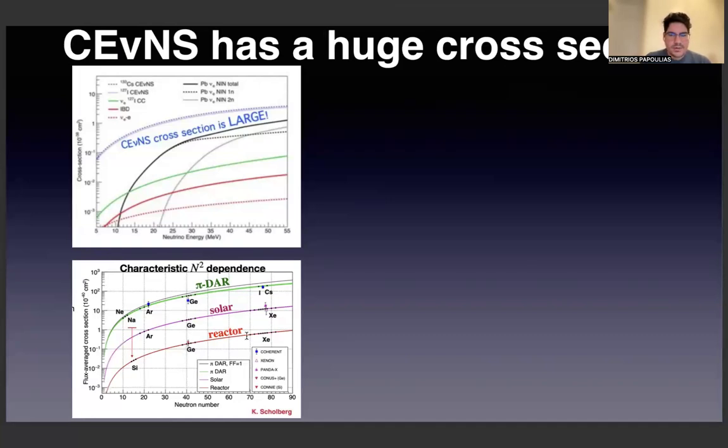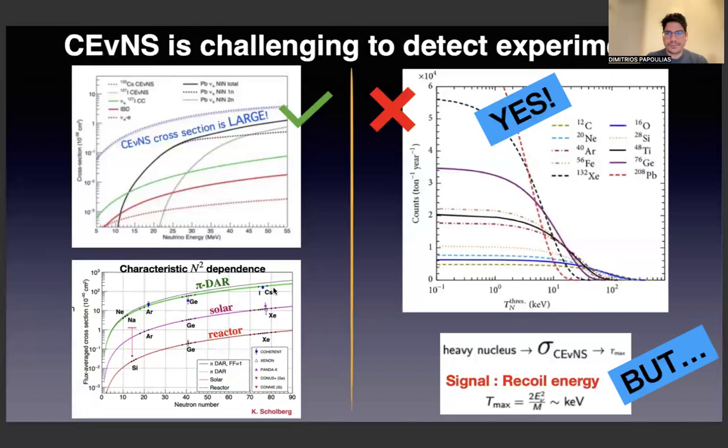And you can see here the various flux-averaged cross-section measurements which have happened with reactor antineutrino experiments using a germanium target, with solar neutrinos using a xenon target, or with pion decay at rest neutrinos using argon, germanium, and also a cesium iodine target. So this was the good news.